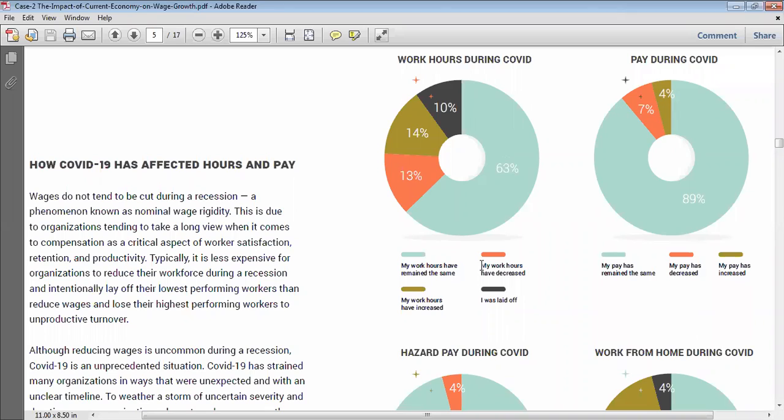Orange, my work hours have decreased. 13% of the respondents have mentioned that their working hours have decreased. And this olive color is my work hours have increased. 14% of the respondents have replied that their working hours have increased. And the black color, I was laid off, meaning removed from the job. 10% of the respondents have replied that they have been removed from the job. So these are the major findings.